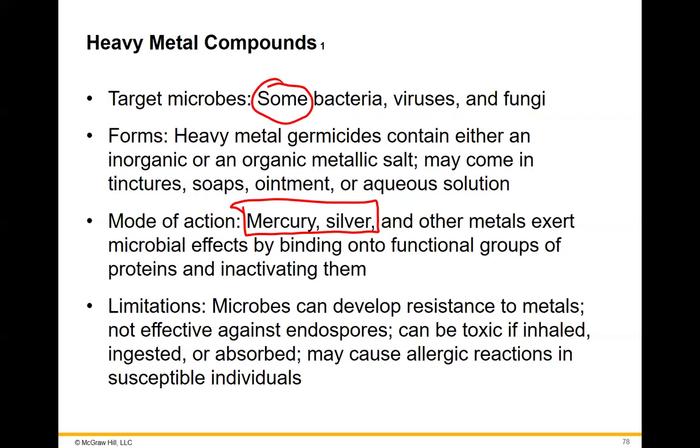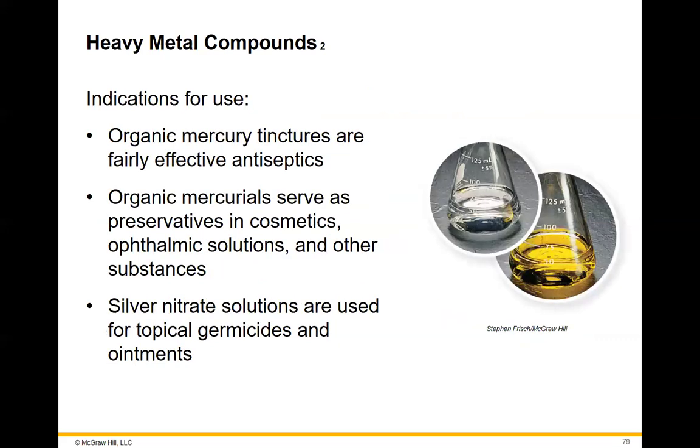So here's why. You can become resistant to metals, or the microbes can. And it doesn't work against endospores, and you can be allergic to them. But the ones that are more commonly used are silver and mercury. We have mercury used as antiseptics, as well as preservatives in cosmetics, ophthalmic solutions, and other substances. A lot of times you may have mercury in contact solutions and stuff like that. You just didn't even know it was there, but it's there to keep them clean. So it has its purpose.